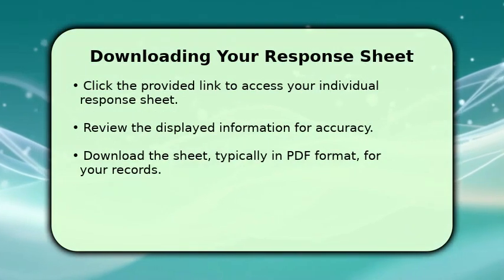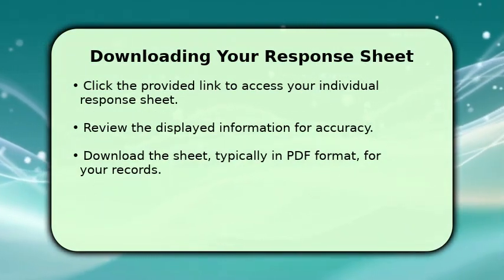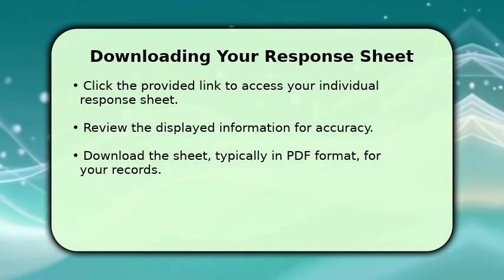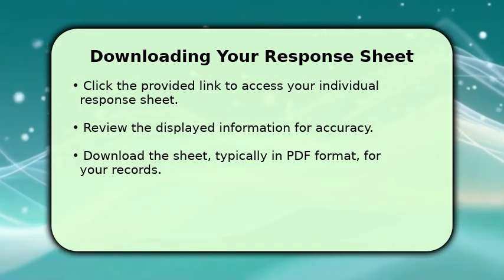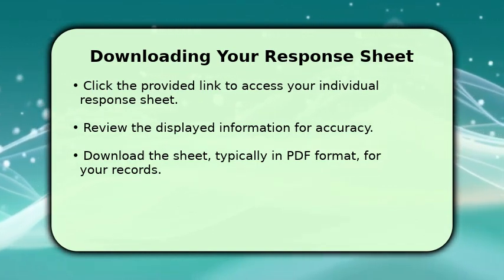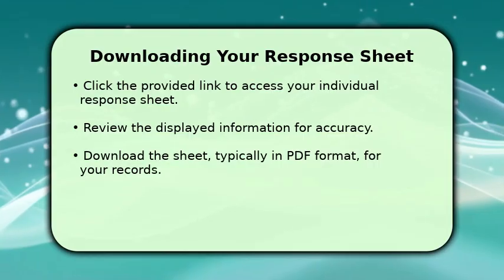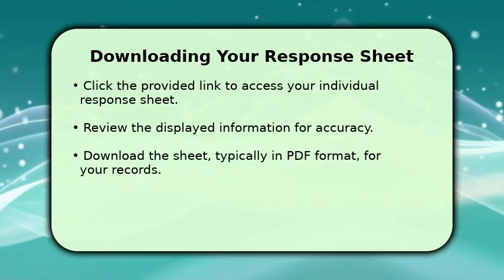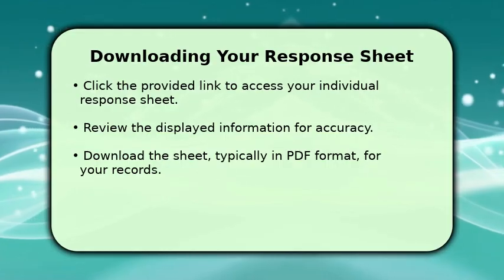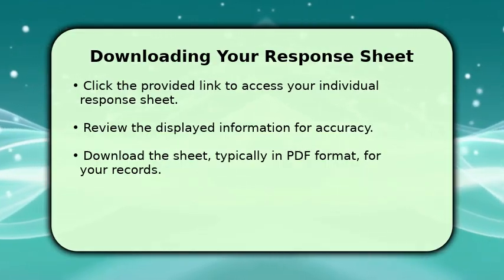Upon clicking the designated link, your individual response sheet will appear on the screen. Take a moment to verify that the details, such as your name and application number, are correct. The sheet will display your selected answers for each question. You will then find an option to download this document, usually as a PDF file. It is highly recommended to save a copy for future reference and score calculation.